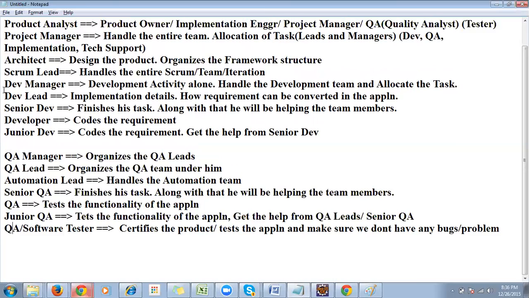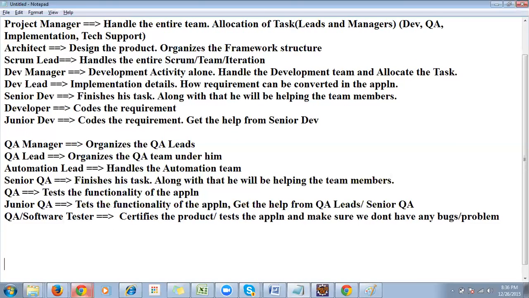Okay, so still now, any doubts? Actually, these are the main members we have seen right now. Still we have to see some more members also.